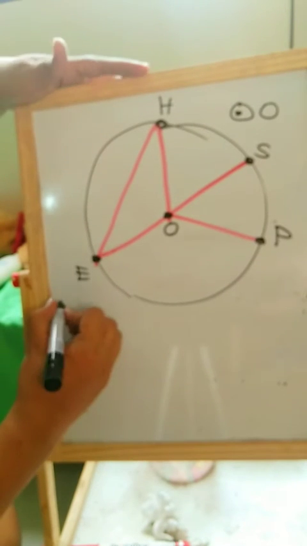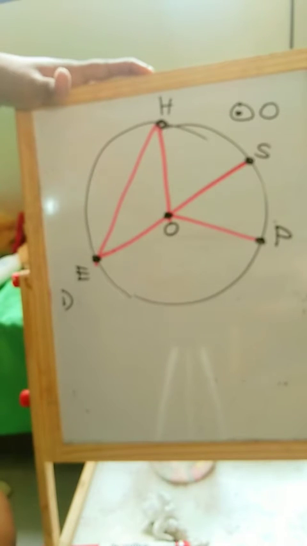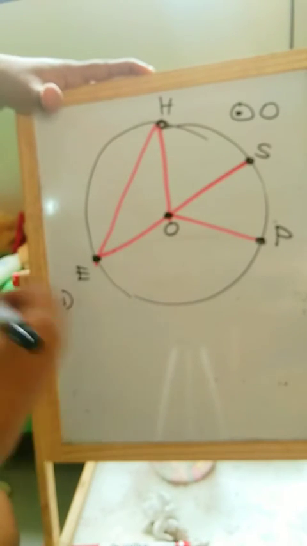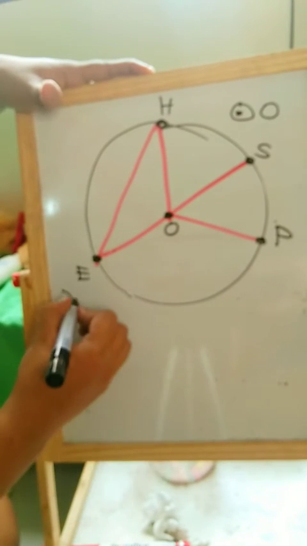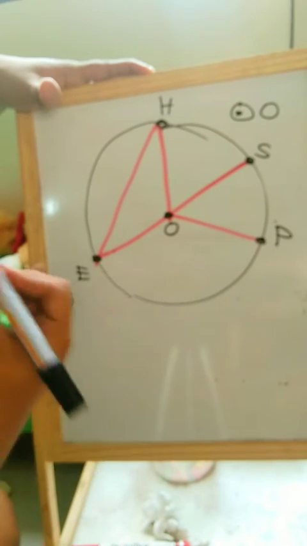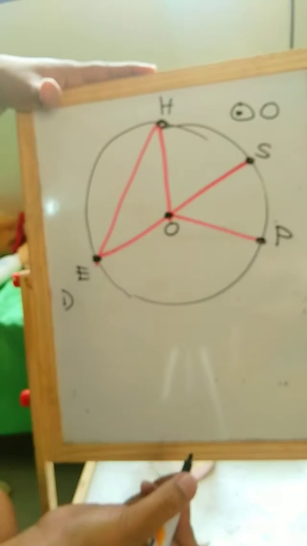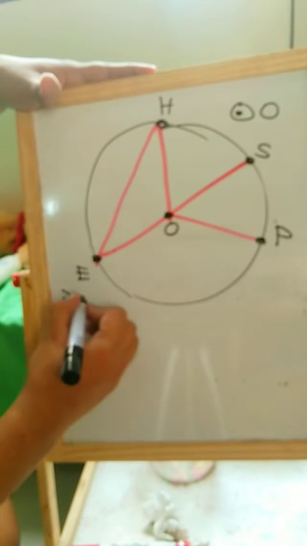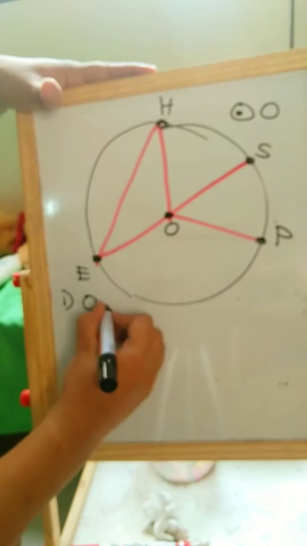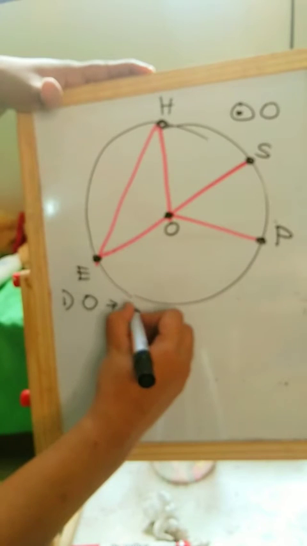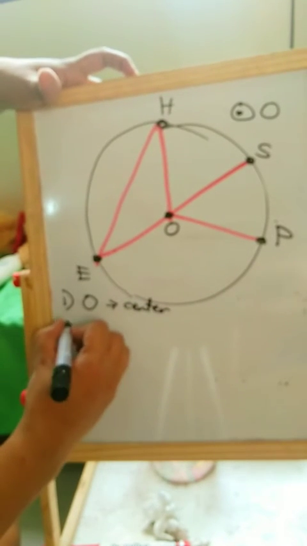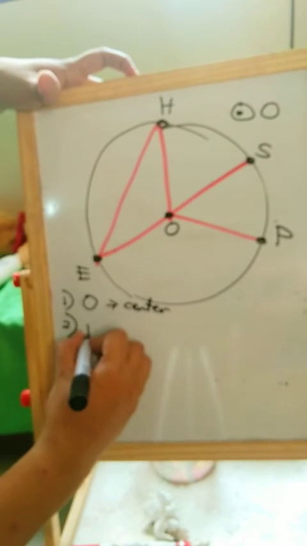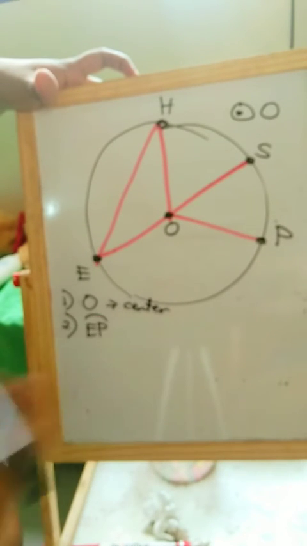Now, for this activity, I will be giving a certain figure, and then you will just define it based on your circle. Okay, for example, let's have O here. So, obviously, your O here is your center. So, ganun lang siya. Okay? Now, let's have number 2 here.